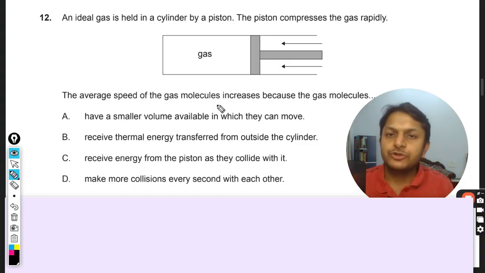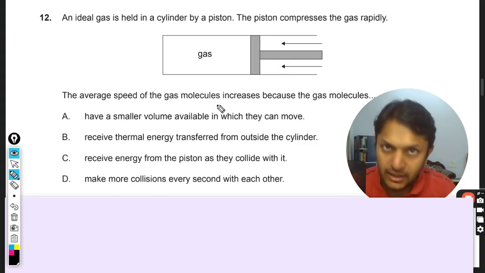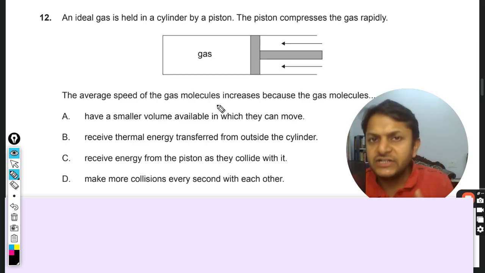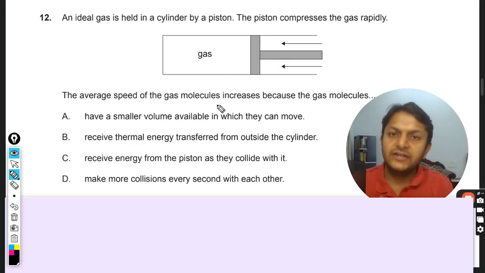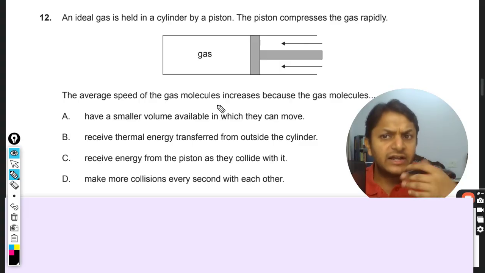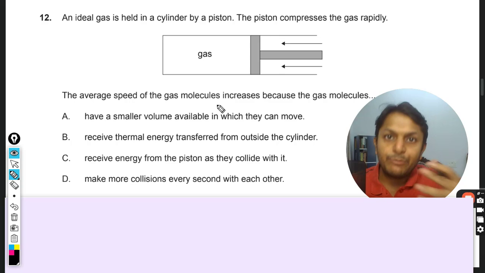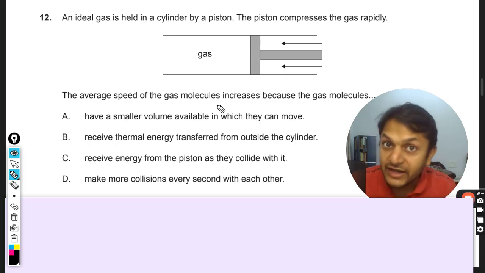So what happens in this process is gas molecules are getting heated up, and the more the temperature, the more the average kinetic energy of the molecules becomes. And so we can clearly say that the average speed of the gas molecules will increase. So actually the temperature of the gas is increasing.